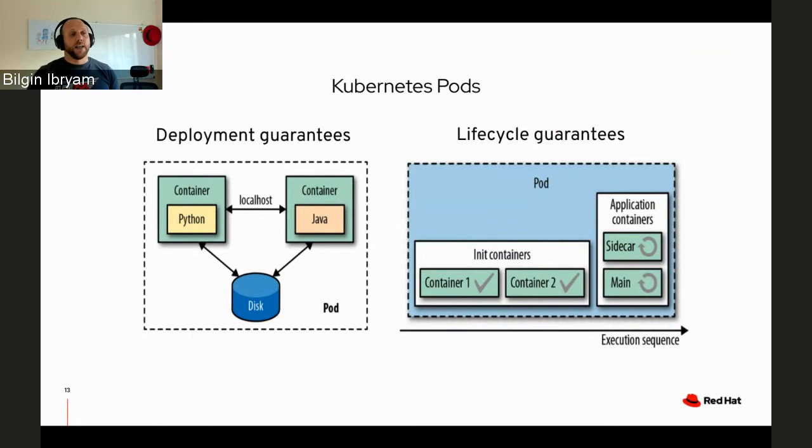Depending on how the containers are grouped, containers can be init containers, which are executed one after another. So when a container finishes and is shut down, the next one starts. Or a container can be an application container, where the containers run together side by side. And when you have more than one container running side by side and collaborating, that's basically the sidecar pattern.